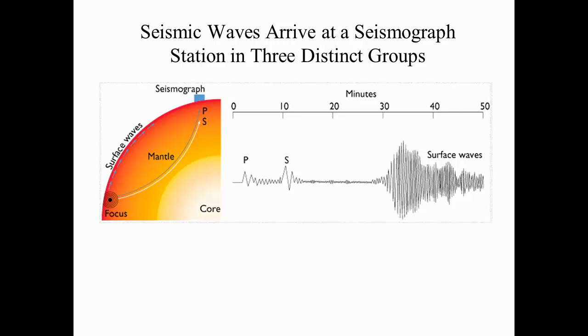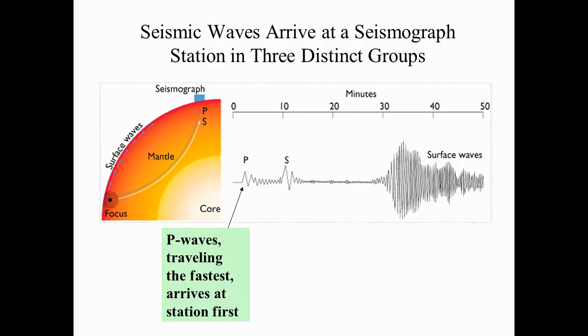Now, when these three distinct groups are passing either along the surface or through the mantle, the first group to arrive at that seismograph station are what are called P waves. P waves travel the fastest, and at this particular station will arrive about 3 minutes after the initial fault slippage. The second group to arrive are what are called S waves, and in this case, the S waves will arrive about 10 minutes after the earthquake.